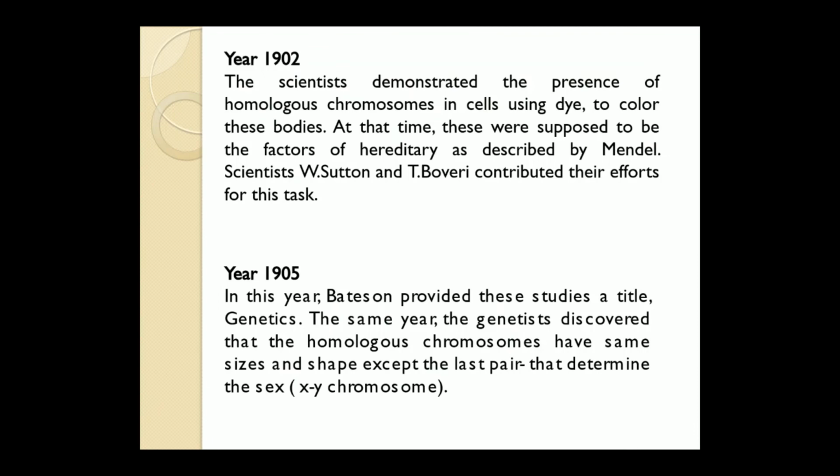After that, in the year 1902, scientists demonstrated the presence of homologous chromosomes in cells using dye, which is a field of cytogenetics. In 1905, Bateson gave these studies the title genetics. Genetics was named by Bateson. The same year, geneticists discovered that homologous chromosomes have the same size and shape, and the last pair determines the sex, which we all know as the X chromosome or Y chromosome.